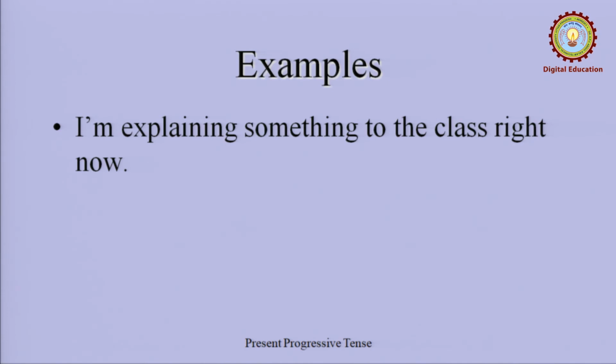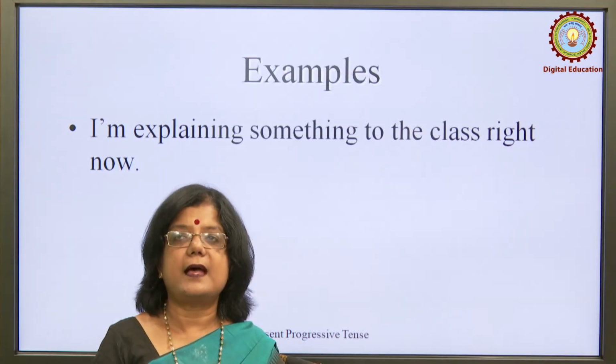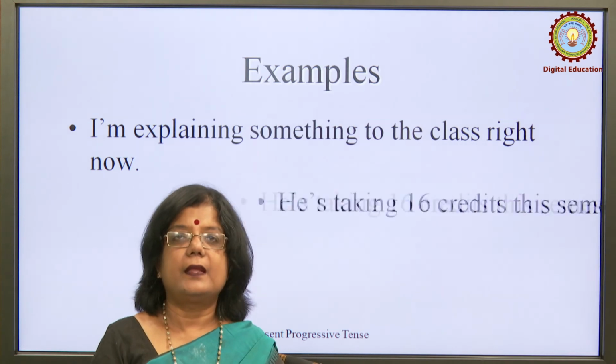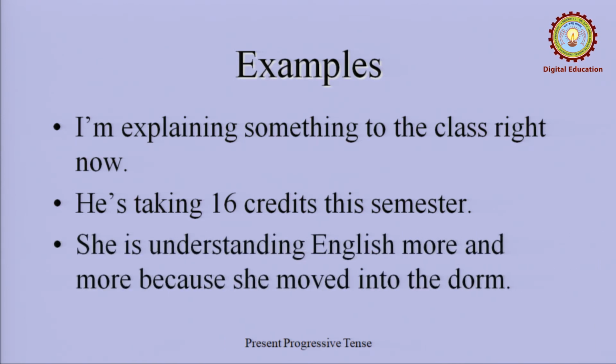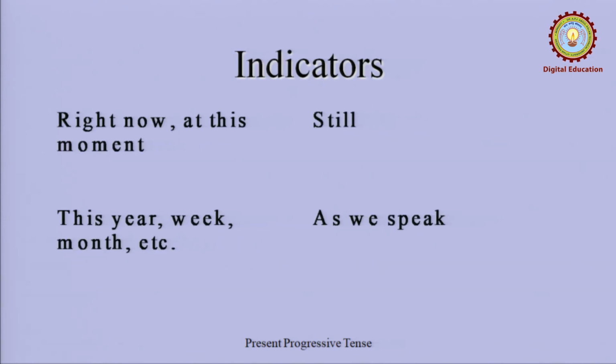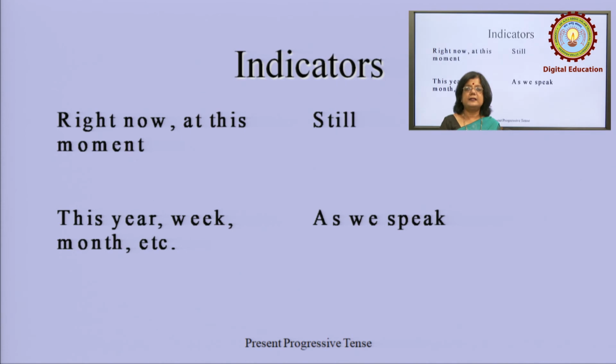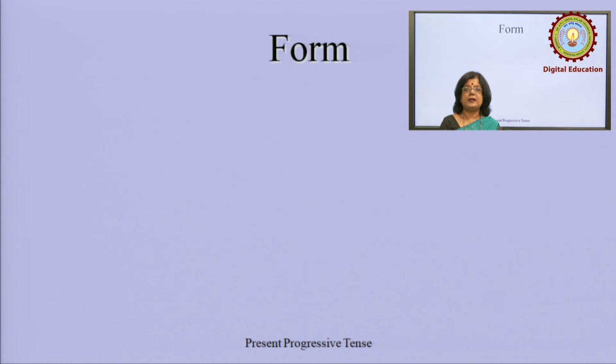I am explaining something to the class right now. He is taking 16 credits this semester. She is understanding English more and more because she moved into the dorm. Indicators for this tense are right now, at this moment, still, this year, week, month, etc., or as we speak.